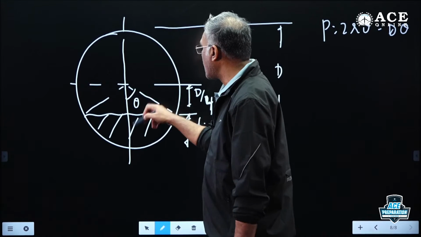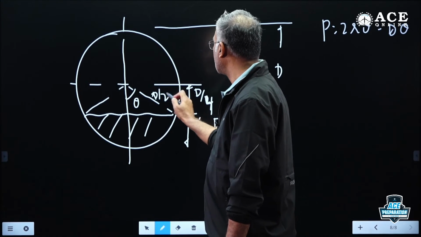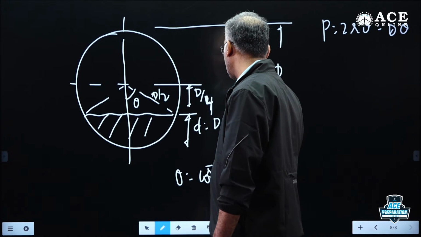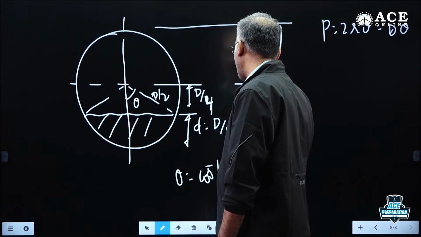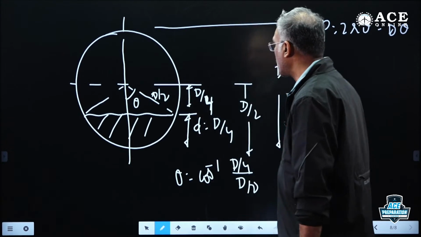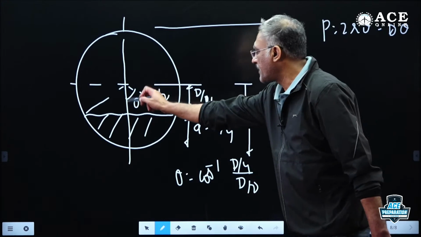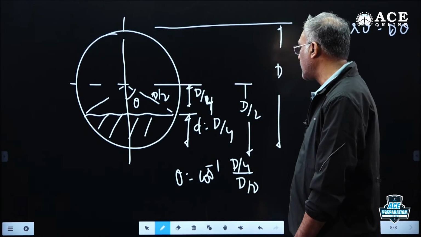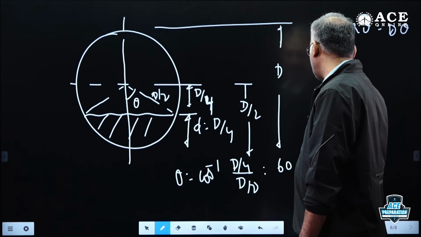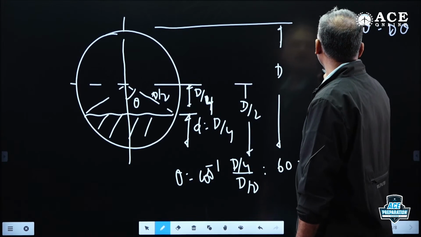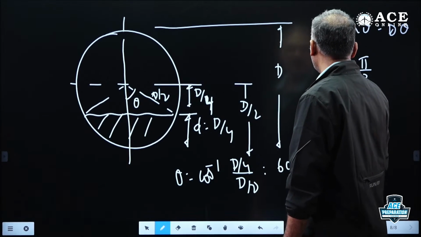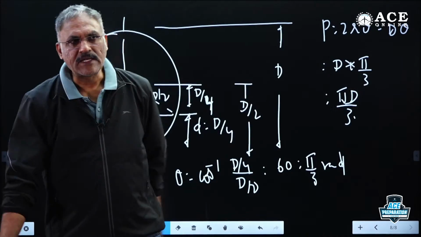If you take cos theta here, this side is d by 2 and this is d by 4. So cos theta is d by 4 divided by d by 2, adjacent side by hypotenuse. Theta is equal to cos inverse of that, so it is 60 degrees, which is pi by 3 radians. So d into theta, where theta is pi by 3, therefore it becomes pi d by 3. This type of question is also possible in the exam.